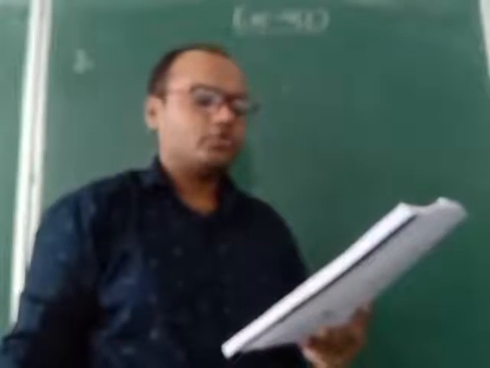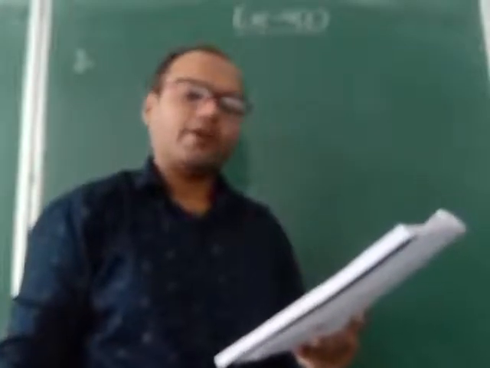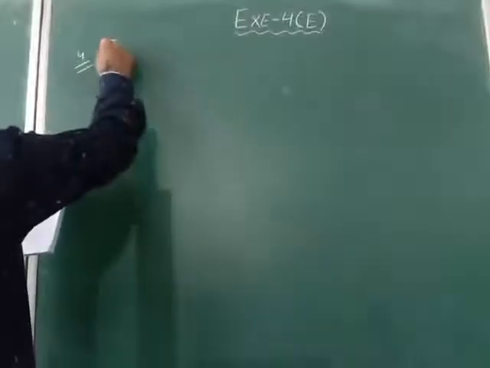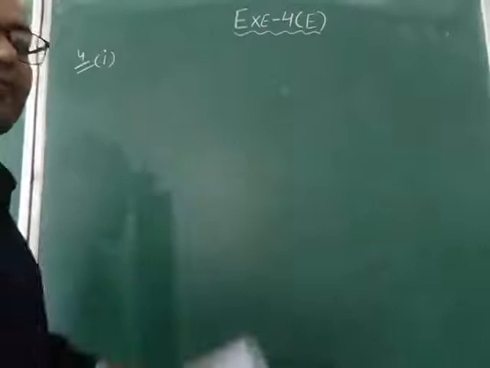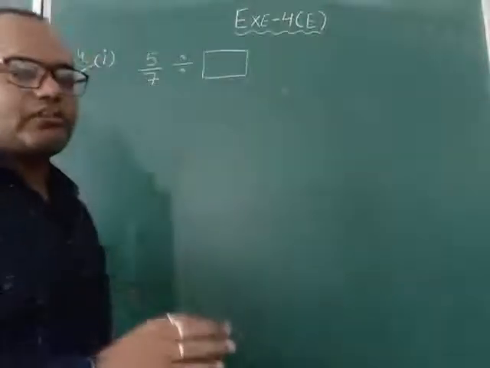First part: by what number should 5 upon 7 be divided? So what is the question? By what number do we have to divide 5 upon 7? First of all, we will write 5 upon 7. This 5 upon 7 we have to divide by what number? It is asked in the question with which number we have to divide.